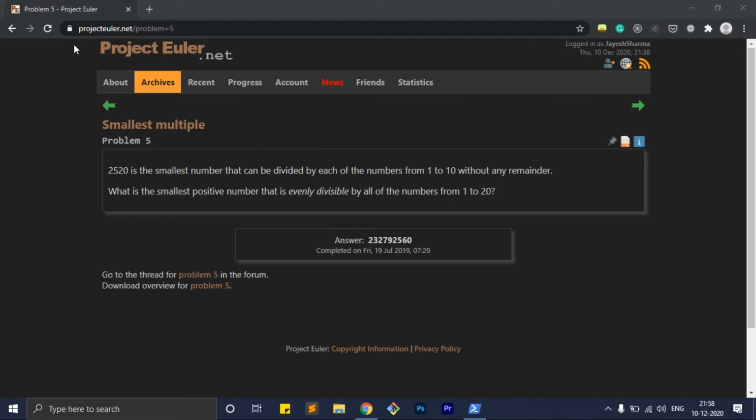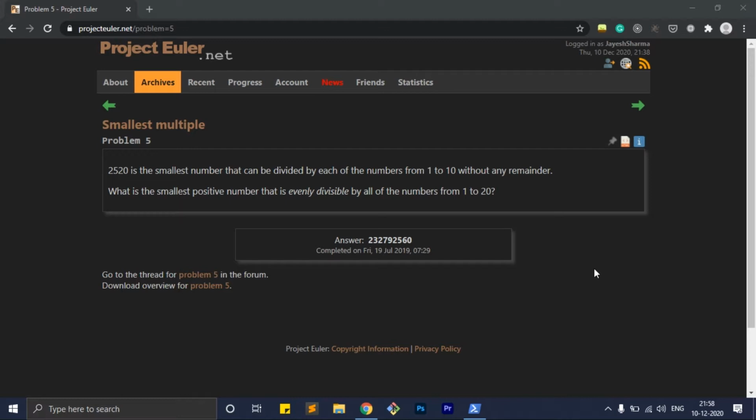Okay, Project Euler problem number 5, smallest multiple. 2520 is the smallest number that can be divided by each of the numbers from 1 to 10 without any remainder. What is the smallest positive number that is evenly divisible by all of the numbers from 1 to 20?